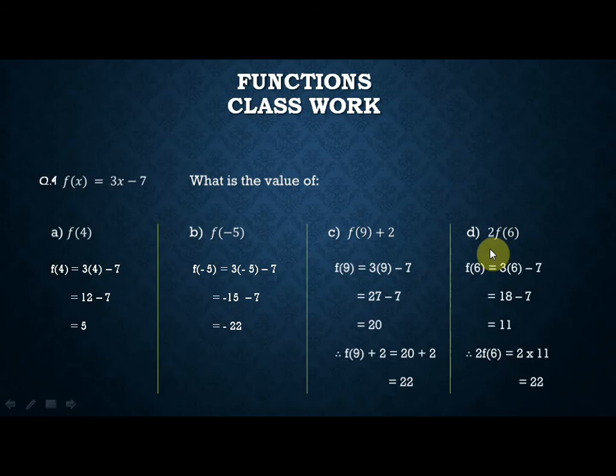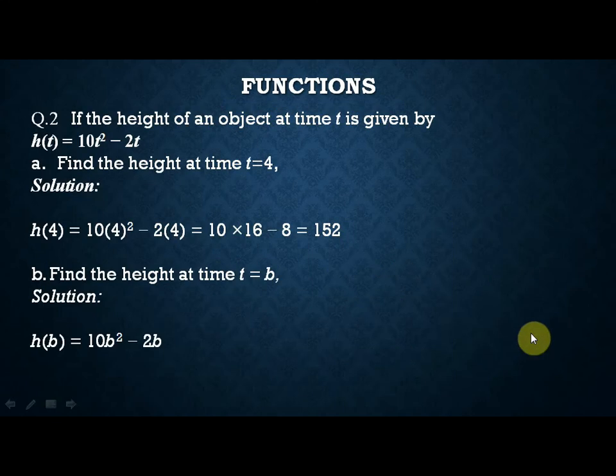Next, part d is 2 times f of 6. First we have to calculate f of 6. So f of 6 is 3 times 6, 18 minus 7, 11. 2 times 11 is 22. So this is 2 times f of 6. First we calculate f of 6, then we multiply by 2, and we get the answer. So next, moving on to question number 2.